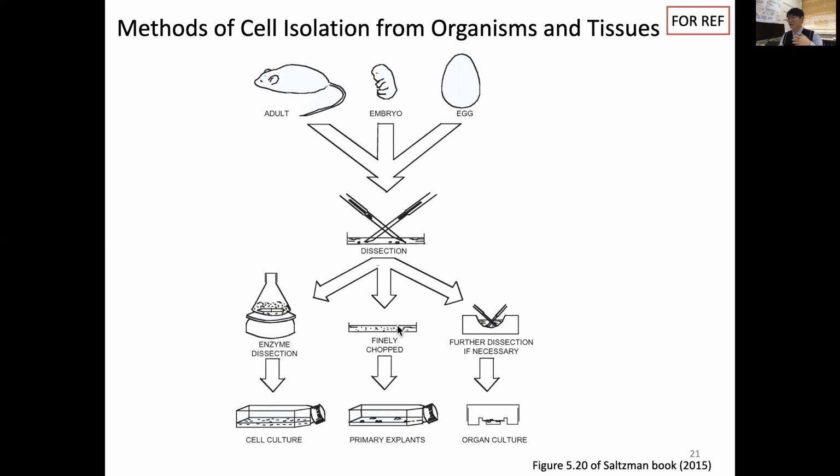Or with very fine chopping, we get a small explant of tissue, and we can culture that like a primary explant. Or with further dissection, if we need, we can have a small tissue piece and we call it organ culture. So there are various methods of cell isolation depending on whether we have a tissue chunk or want to disintegrate it into isolated cells by use of enzymes.